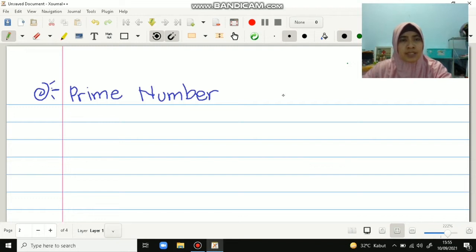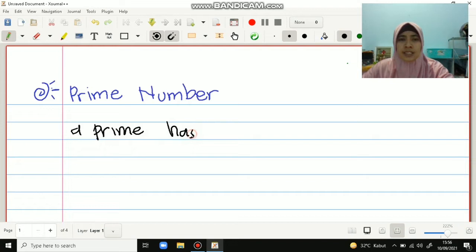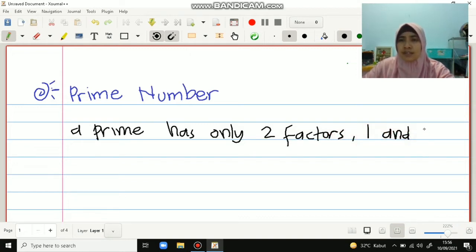What is a prime number? A prime number is a number that has only 2 factors. Remember factors? Factors are the numbers that can divide the number given exactly without any remainder. So, a prime has only 2 factors. That is 1 and itself, the number itself.